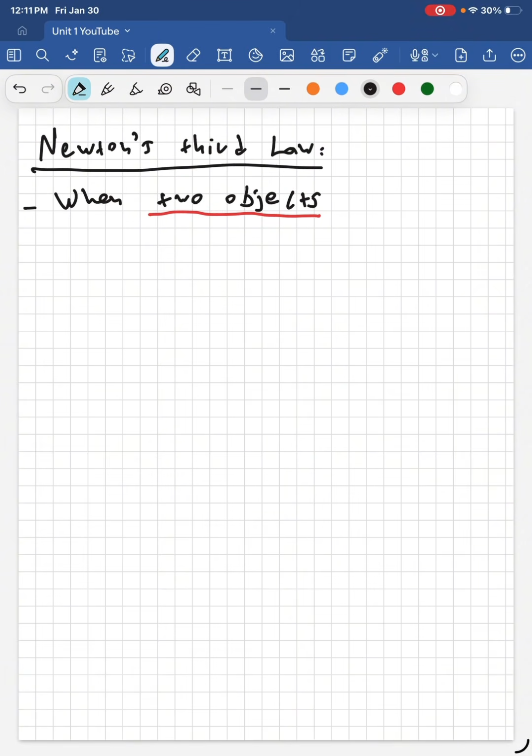Do I have anything in my notes? No, but I will talk to you about some common examples where Newton's third law does not apply. Let me check my notes really quick. Okay.